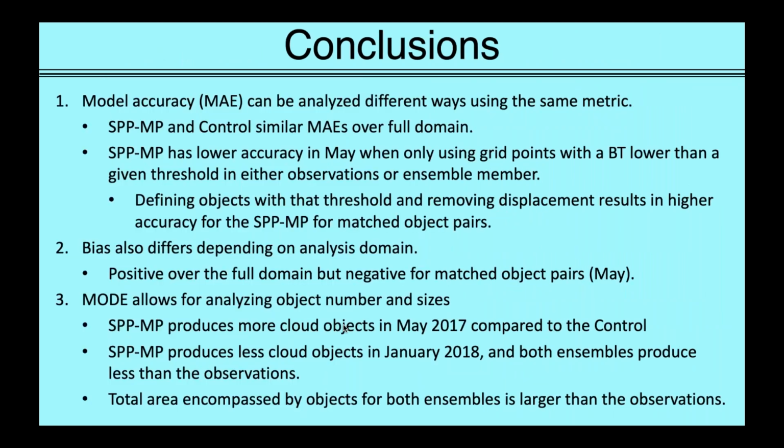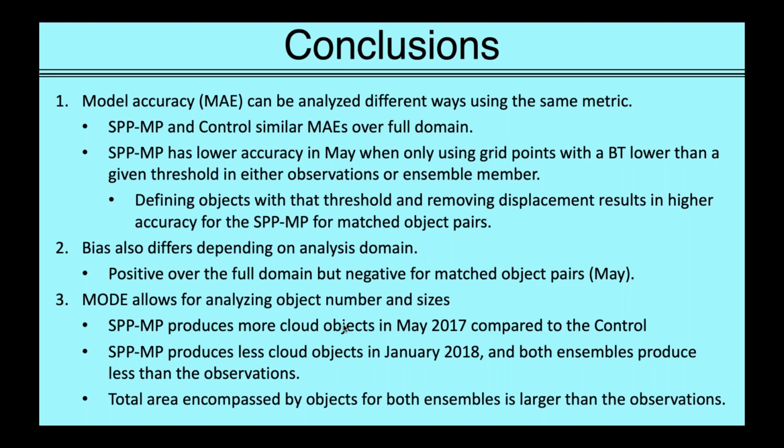So what are some conclusions we can draw from this one section of our presentation? Model accuracy, which we define using the mean absolute error, can be analyzed different ways. And again, we're using the same metric. It's mean absolute error, but they were similar over the full domain. They had lower accuracy when we're using grid points with a brightness temperature lower than a given threshold. And we use grid points with a brightness temperature lower than 235 Kelvin. And we also did objects lower than 235 Kelvin.